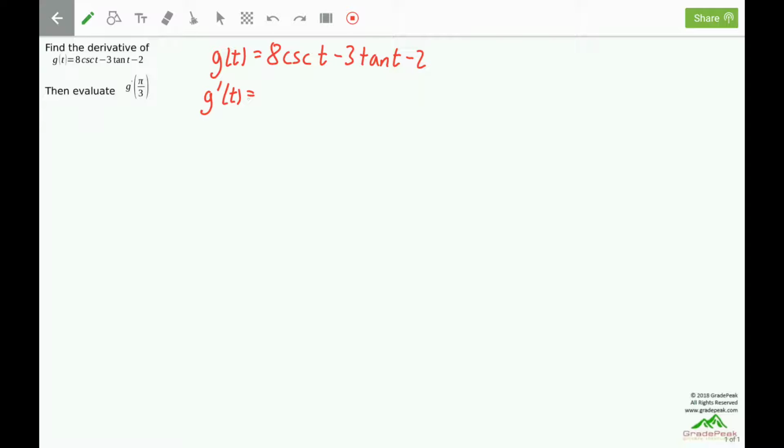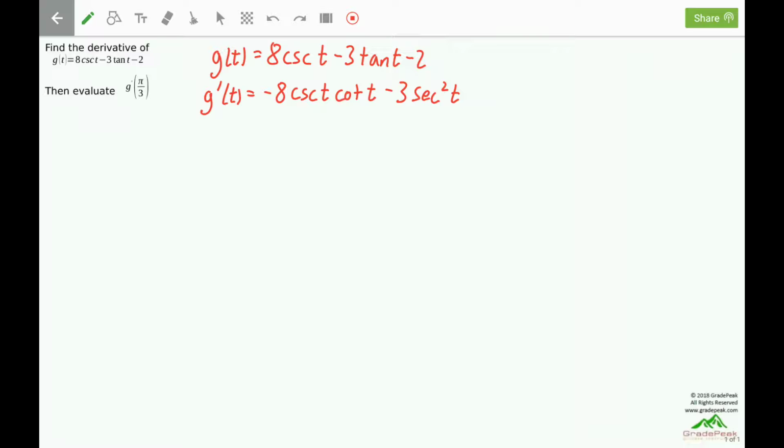The derivative g prime of t will equal 8 times the derivative of cosecant of t, which is negative cosecant t cotangent t, times that 8 will give us a negative 8 cosecant t cotangent t, minus 3 times the derivative of tangent t, which is secant squared of t, times the negative 3, will be negative 3 secant squared of t. And then the derivative of negative 2 with no t's, a constant, will be a derivative of 0. So there's our derivative g prime of t.